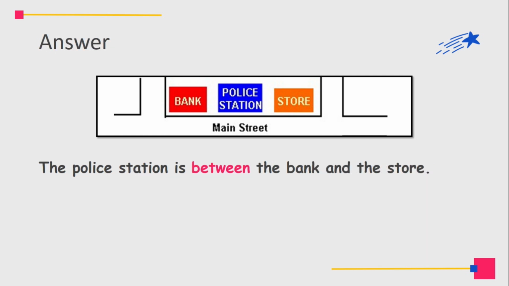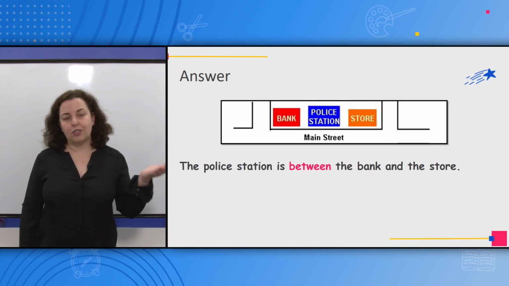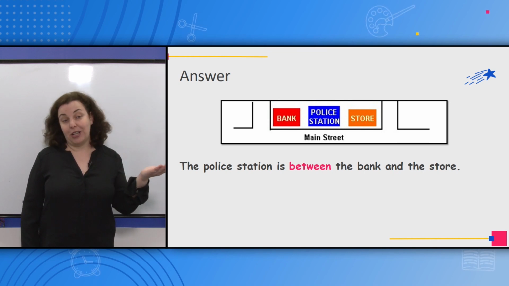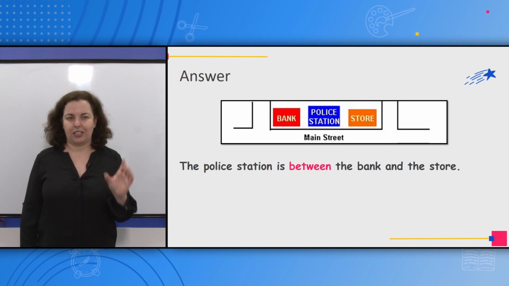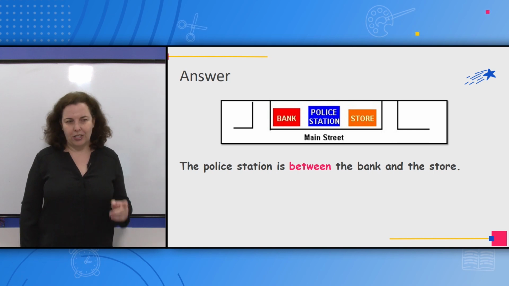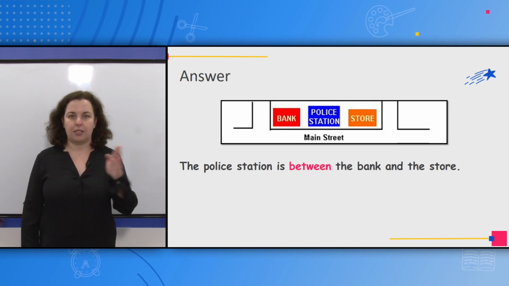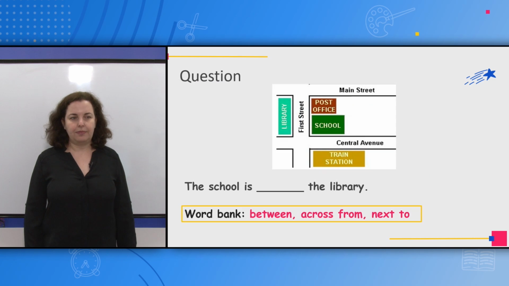Actually, the police station is between, but it's also next to. It's very tricky. It's between, but it could also be next to because they're very close. So here could be 2 answers. If you wrote next to, it's also correct, but between is more exact, I think.